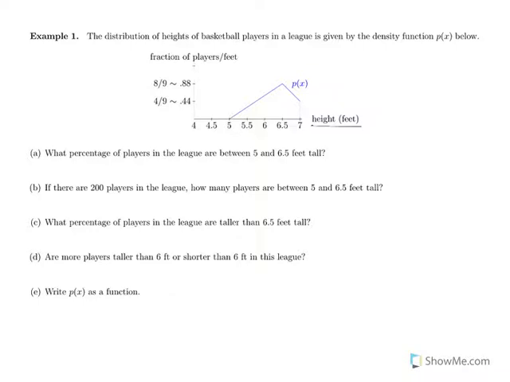So the first question is, what percentage of players in the league are between 5 and 6.5 feet tall? We learned in the previous video that if we want to find the percentage of a population with a certain characteristic using this density function, we are looking for area under the curve. We are looking for the integral. In this case, from 5 to 6.5 of p of x dx. So looking at our graph, we're going from 5 to 6.5. We are looking for this area.